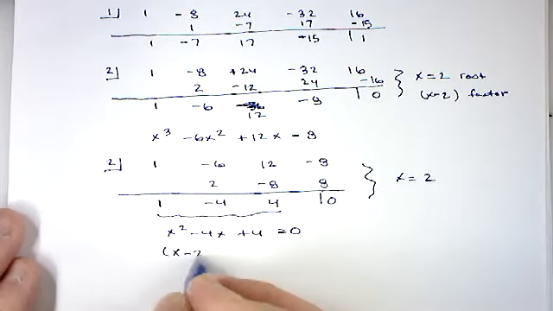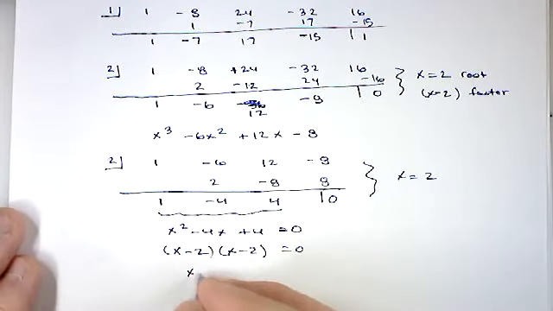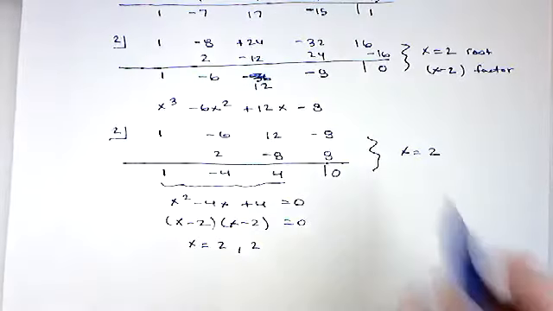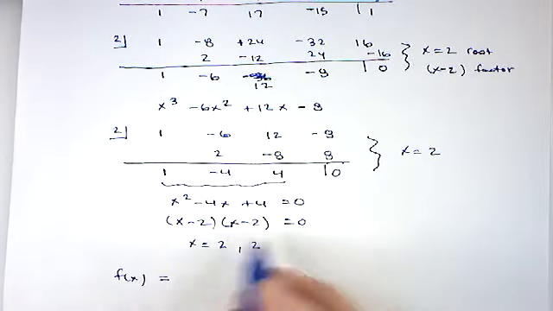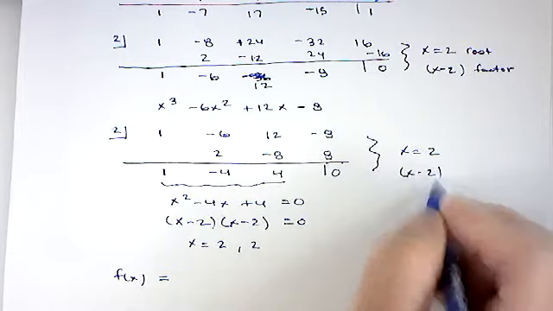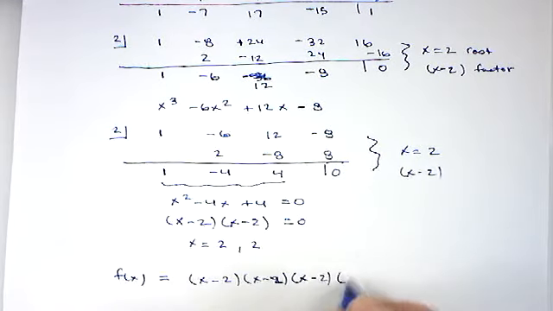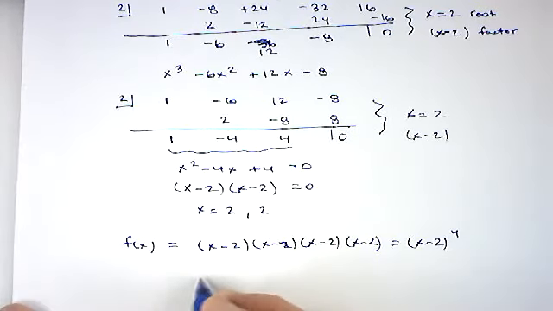That factors into x minus 2 times x minus 2, which means, okay, so what this tells me is now that my original function factors into, all of my only roots were 2, and all of my factors are x minus 2. So this means it really factors into x minus 2 four times, which means it's x minus 2 to the 4th. So my one and only root is x equals 2.